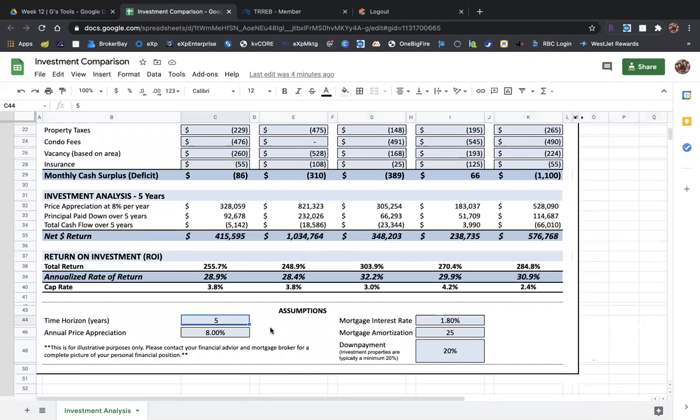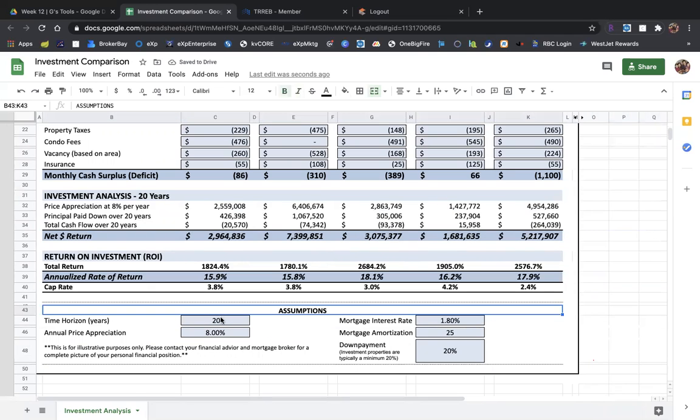It's interesting when I do this, there's a tipping point. I think 15 years is the best. Once you get past 15, for example 20 years, the percentages start to come back down.